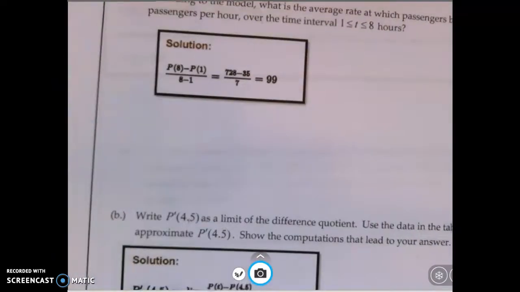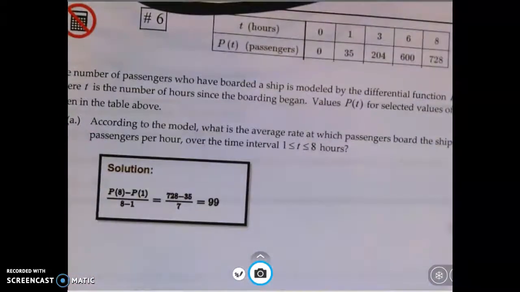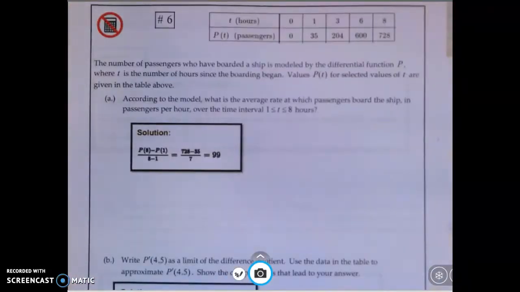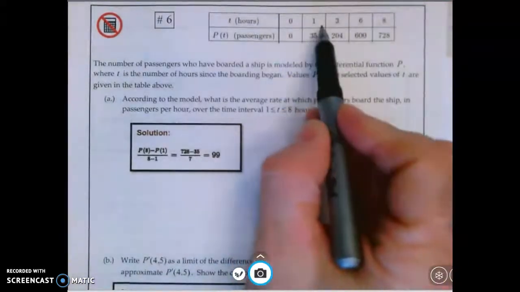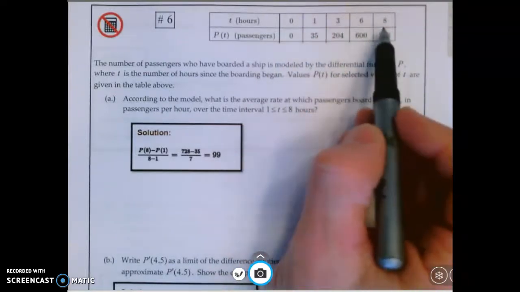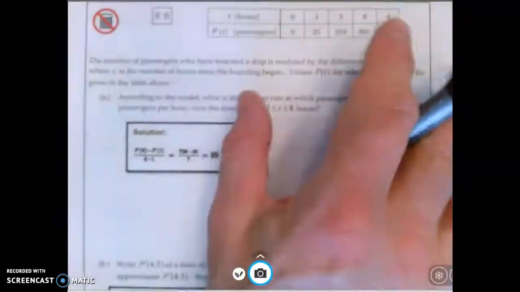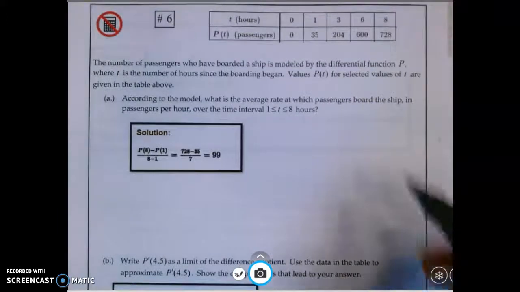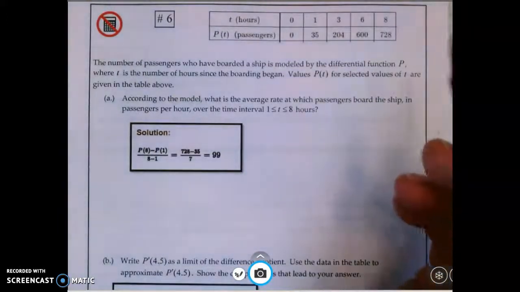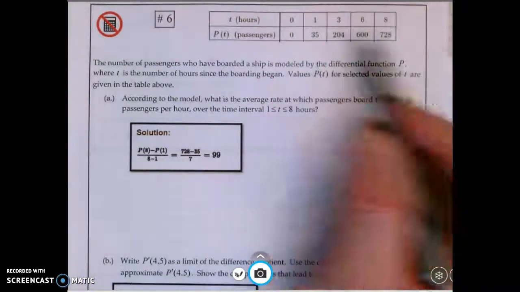All right, last problem, number 6. We're given a table of values, number of passengers aboard the ship, modeled by a differentiable function. Notice that this goes from 0 to 1 to 3 to 6 to 8. So my increments are 1, 2, 3, and 2. There's nothing wrong with that. We can take any measurements, all the things we work on, Riemann sums, trapezoid rule, midpoint rule, in this case average rate of change, all still apply, even though it's not the same increment, even though it's not the same rate of change.